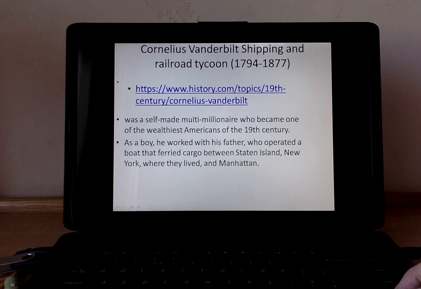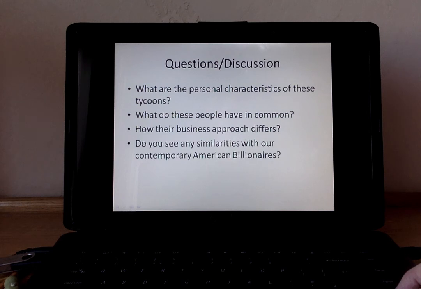Cornelius Vanderbilt was famous for operating boats, ferries, and cargo. Now we have a few questions for open discussion. What are the characteristics that these persons have in common? How does their business approach differ? And do you see any similarity with other contemporary American billionaires?